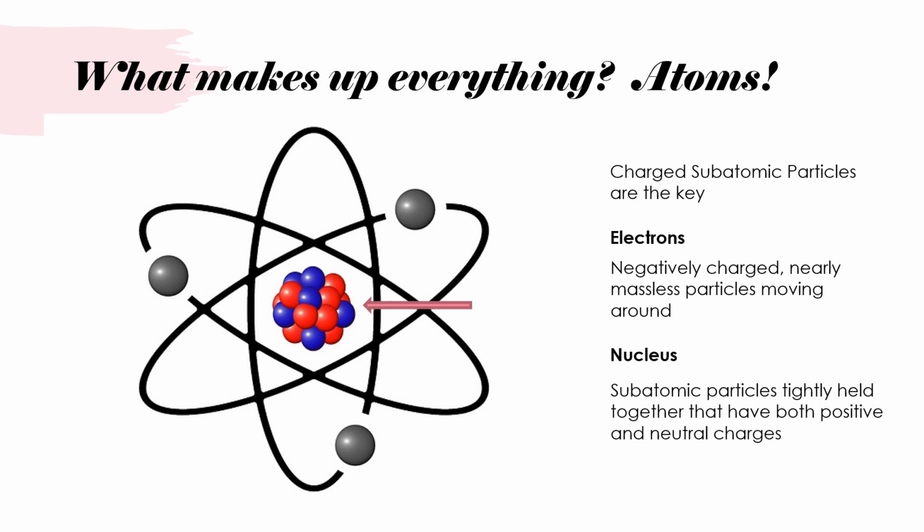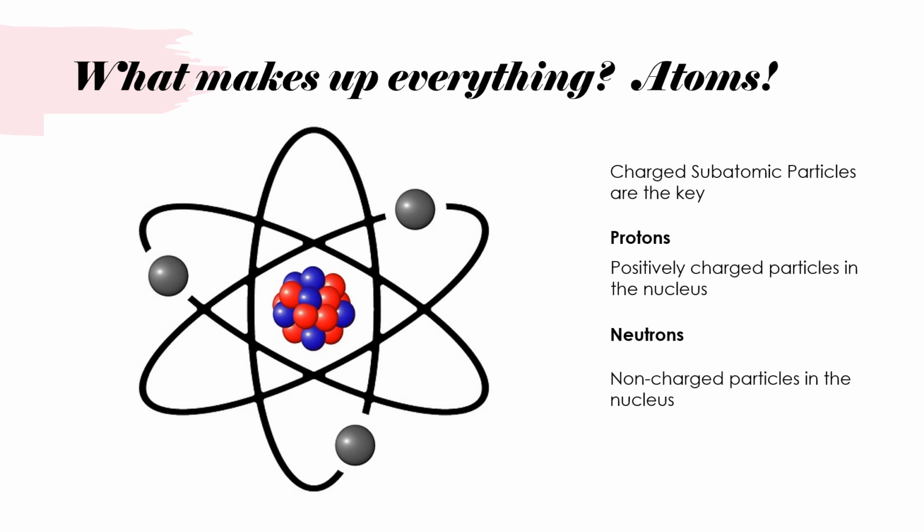That nucleus is where you have your subatomic particles tightly held together, and those have both positive and neutral charges. Those two particles are your protons and your neutrons. The protons are the ones that we're really going to care about for electrostatics because they have that positive charge. And neutrons are the non-charged particles in the nucleus that help provide mass. The big thing is that nucleus is stuck. It's not going to move around. But those electrons are free moving around the outside, being held in by that positive charge, but we can actually manipulate that.